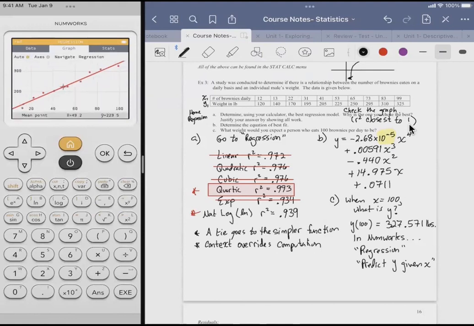Now you may look at this and say, I don't see anything wrong with the linear model. Right. So how can you justify using a linear model when maybe somebody else is saying it's got to be quartic or natural log? I see a question.